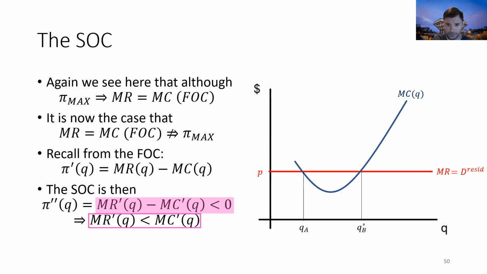In fact, let me clear this here. We have MR prime, which is the slope of the MR curve, that needs to be less than MC prime, which is the slope of the marginal cost curve.